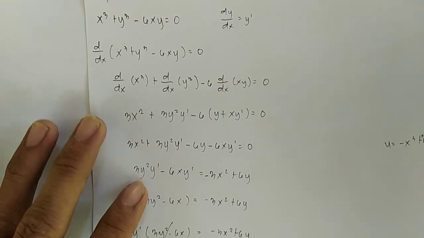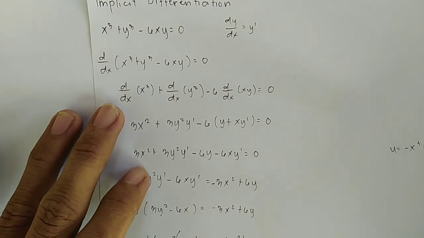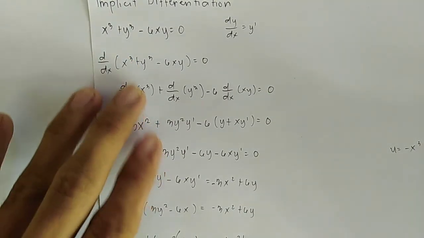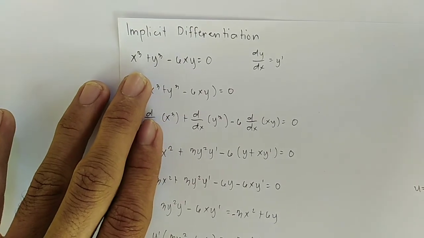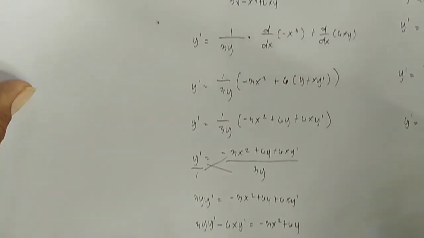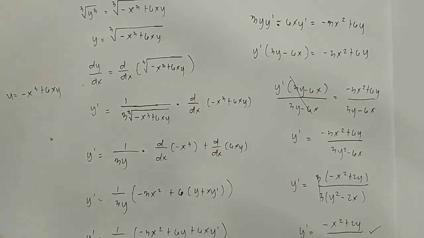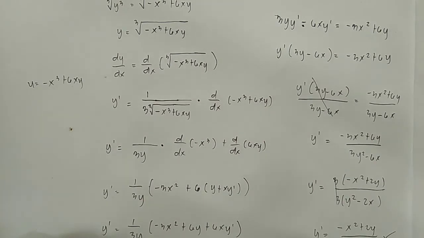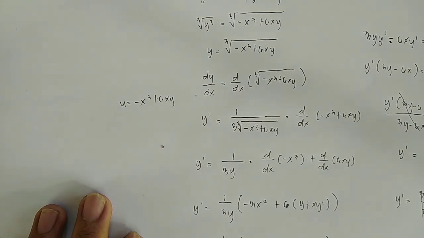So for me, it is much easier to use implicit differentiation. Maybe it depends on the type of equation given. Again, it is more convenient to use implicit differentiation if the given equation is in this form, because explicit differentiation takes so much solution and a long process. So we have shown that implicit and explicit differentiation can both be used in getting the derivative of an equation.